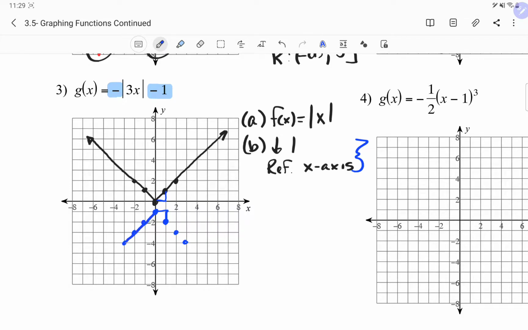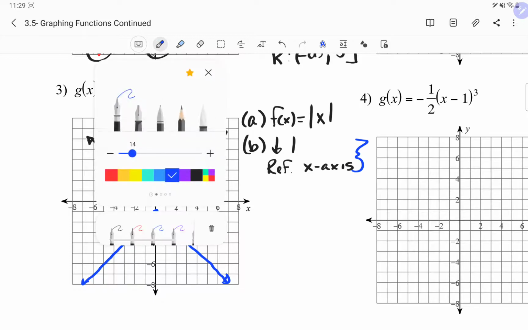Okay, so we have this blue graph here. That is actually the first 2 transformations that we have going on here. Now, what this one does, the 3, is it's actually going to be a horizontal stretch or a horizontal compression because it is just affecting the x. Again, if it's multiplying to the outside of our function, it's going to be affecting the y value. If it's on the inside of the function, it's going to be affecting the x value.